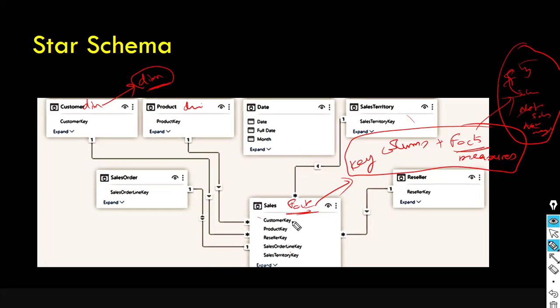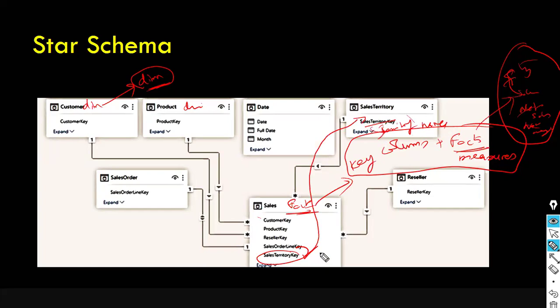Supposing your manager asks you, hey, can you tell me how much sales we made by each territory? So the territory name is available here, whereas here only the territory key is there. Your manager wants to see the territory name. In that case, for the corresponding territory key, if we do the lookup here, you can get the corresponding territory name.